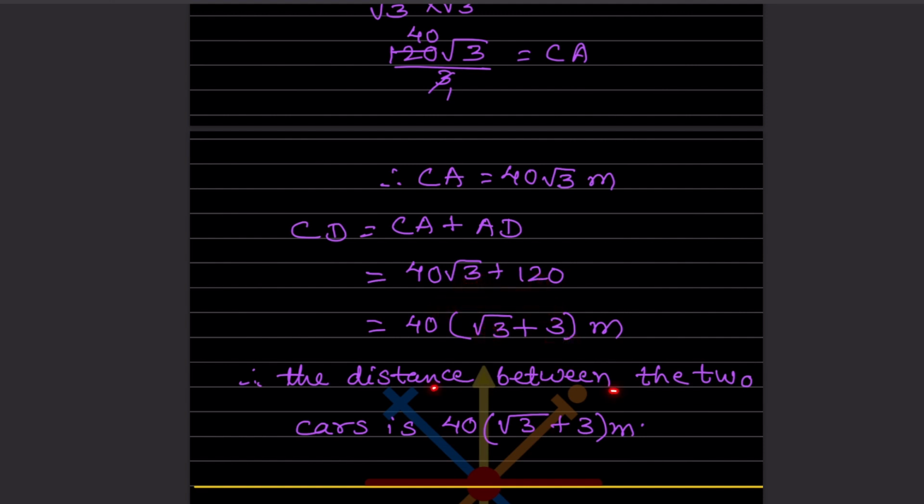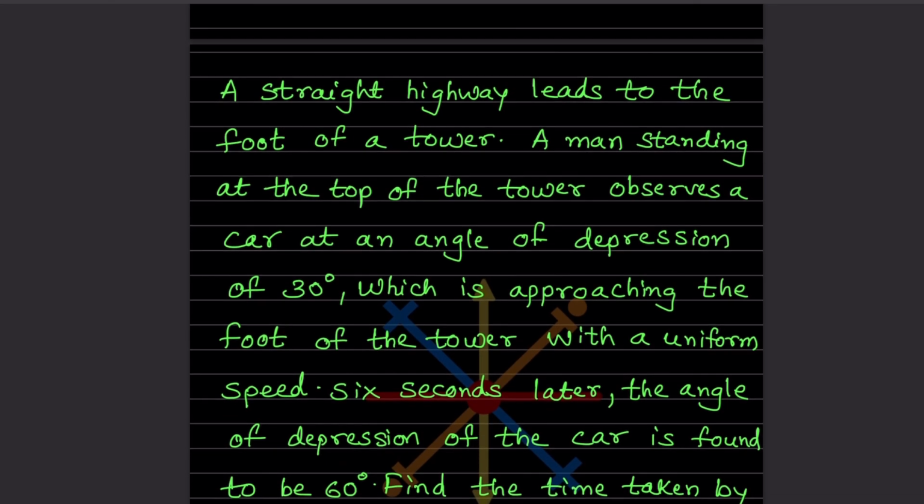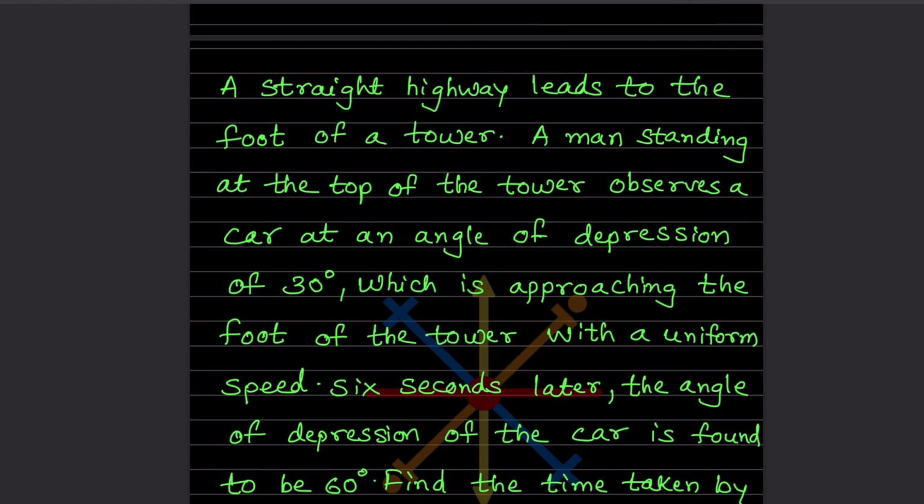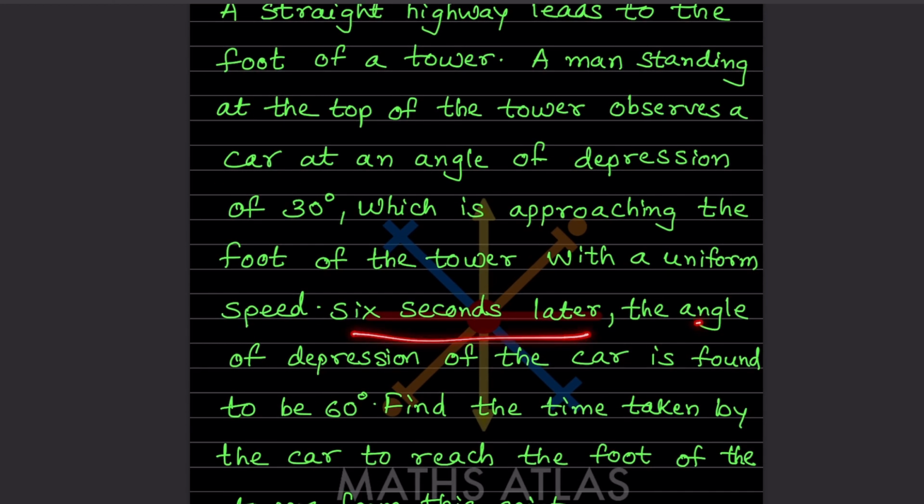So we can say the distance between the two cars is 40 root 3 plus 3 meters. Now the next one: a straight highway leads to the foot of a tower. A man standing at the top of the tower observes a car at an angle of depression of 30 degrees, which is approaching the foot of the tower with a uniform speed. 6 seconds later, the angle of depression of the car is found to be 60 degrees. Find the time taken by the car to reach the foot of the tower from this point.